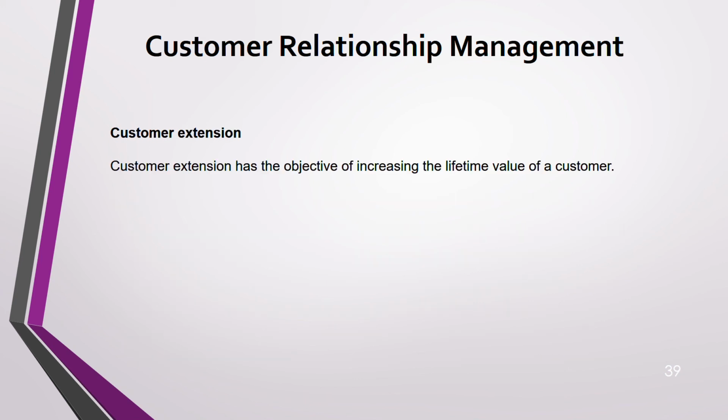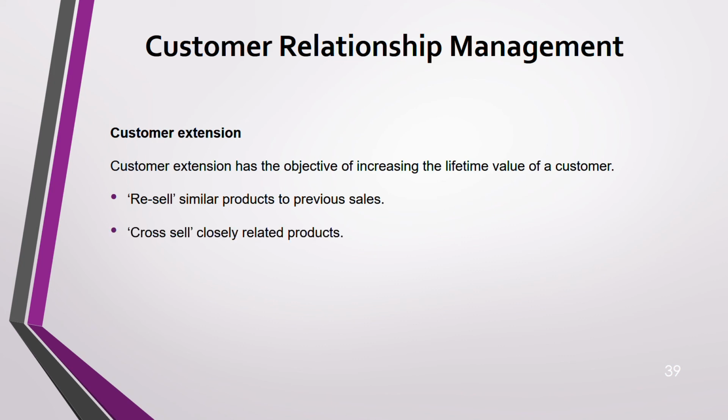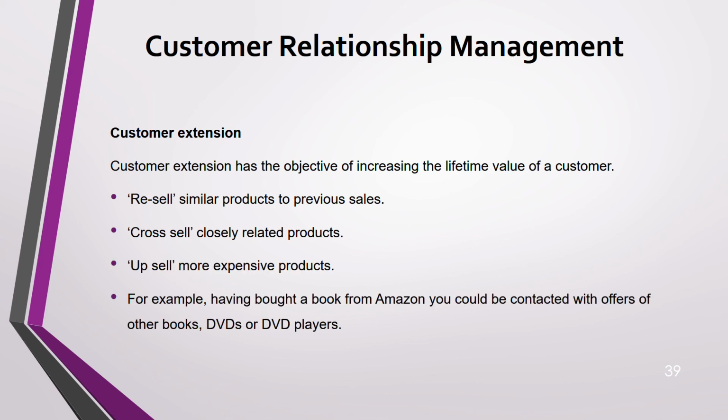Then, third is customer extension. You are increasing the lifetime value of the customer. You resell similar products to previous sales, you cross-sell directly related products, and upsell more expensive products. Okay, for example, once you have bought a book from Amazon, you could be contacted with offers of other books also. You are selling them more expensive products now. Okay, you reactivate customers who have not bought anything for some time, reactivate them again.